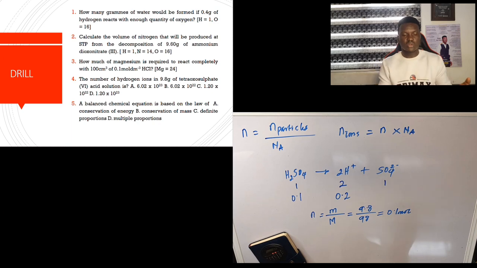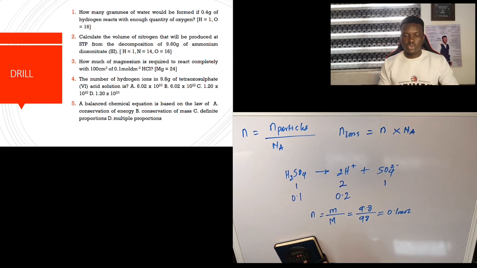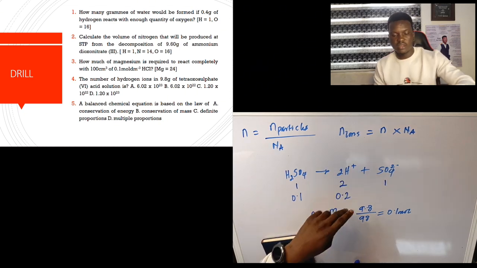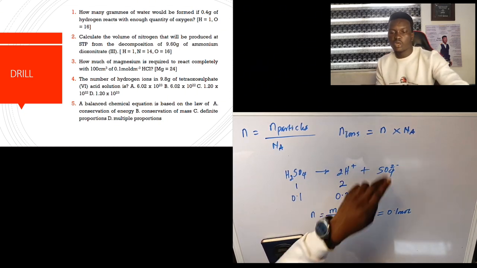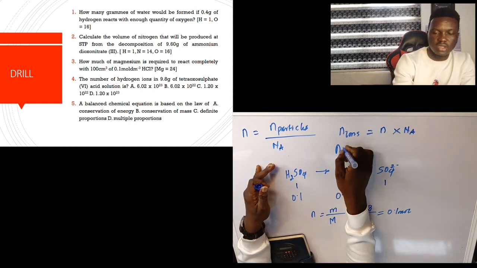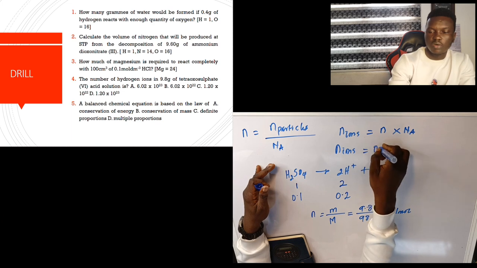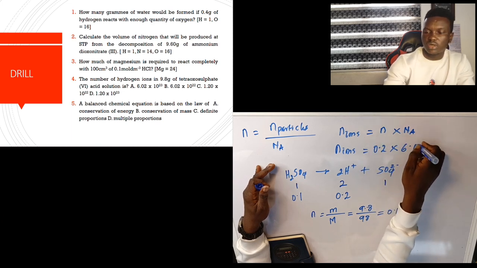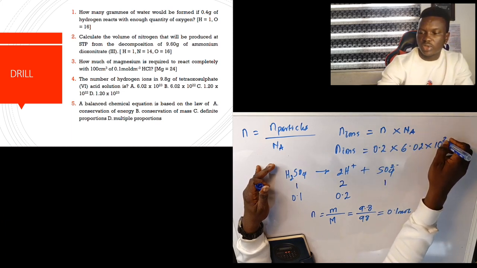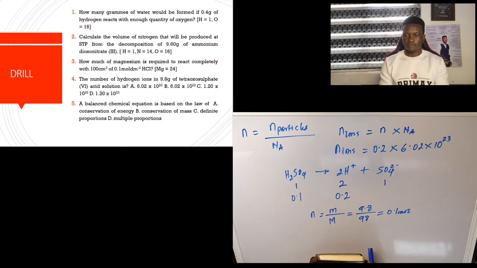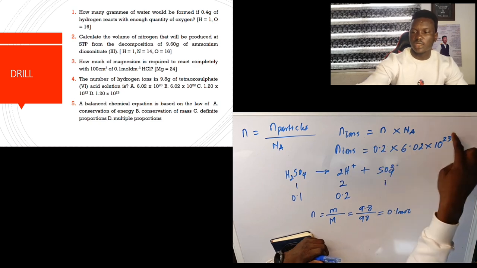It tells you a whole lot of things. So if this is 0.1, you just say 0.1 times 2, and that will give you 0.2 mole. So now you know the number of mole of the hydrogen to be 0.2. So the number of ions is now going to be 0.2 times 6.02 times 10 raised to the power 23. And so like this, minus 1 can go here.